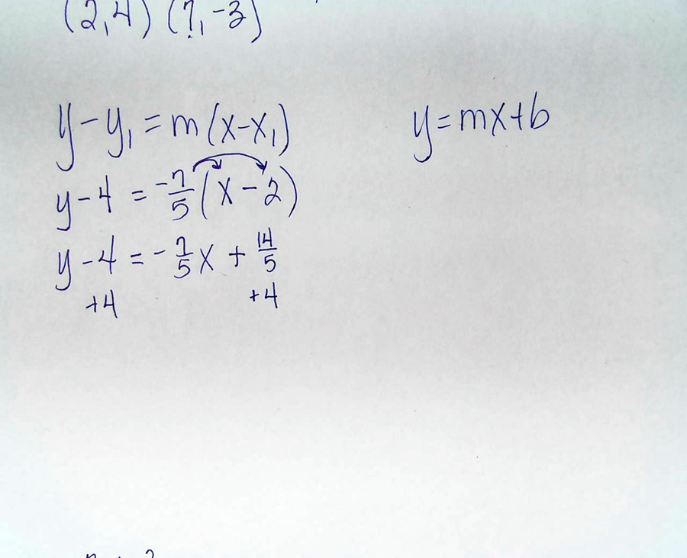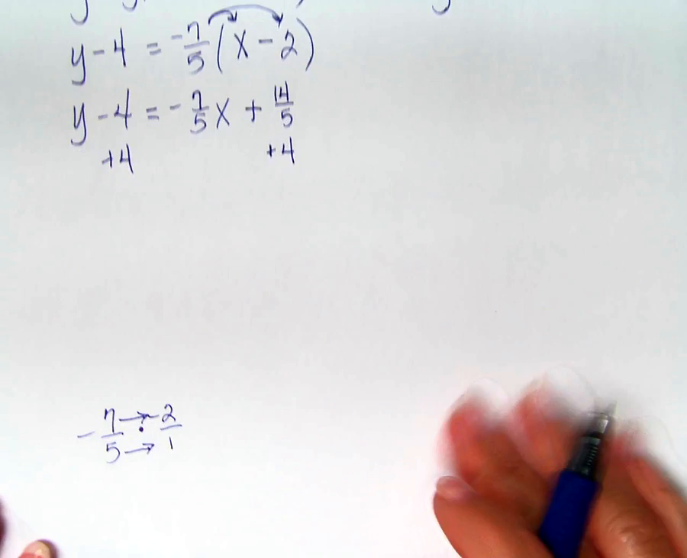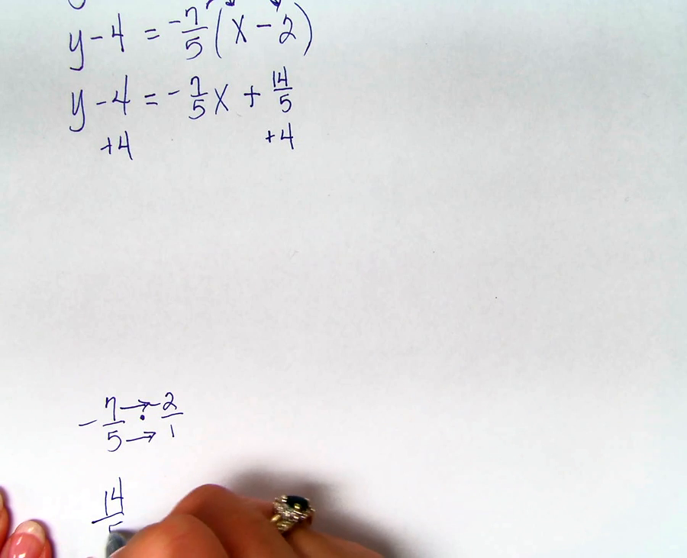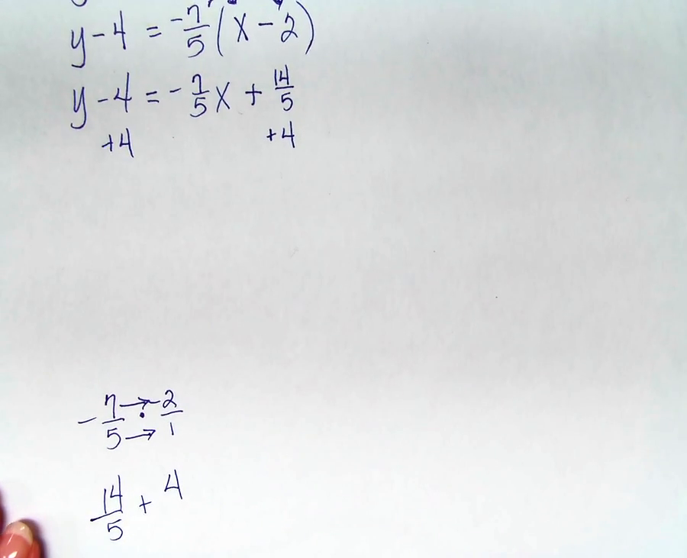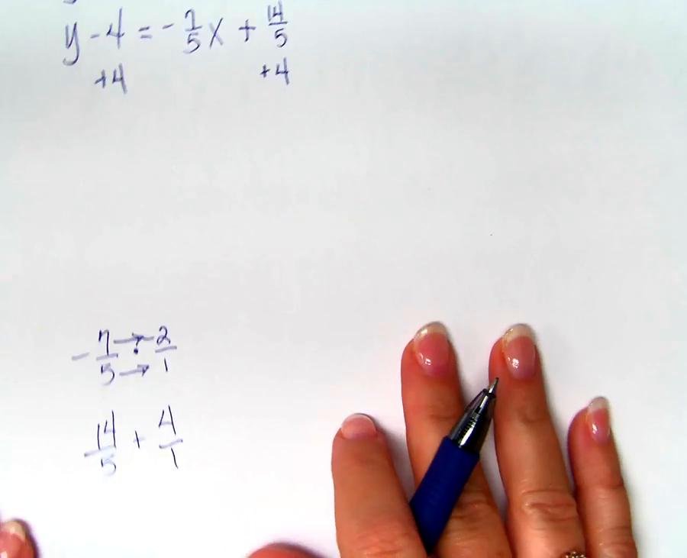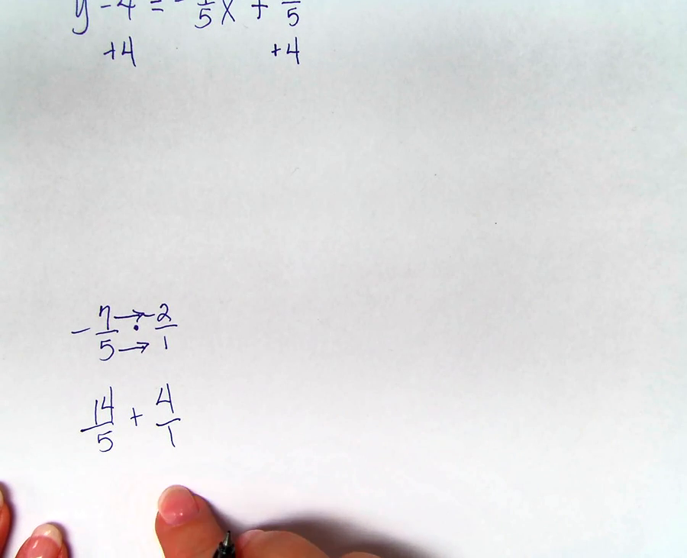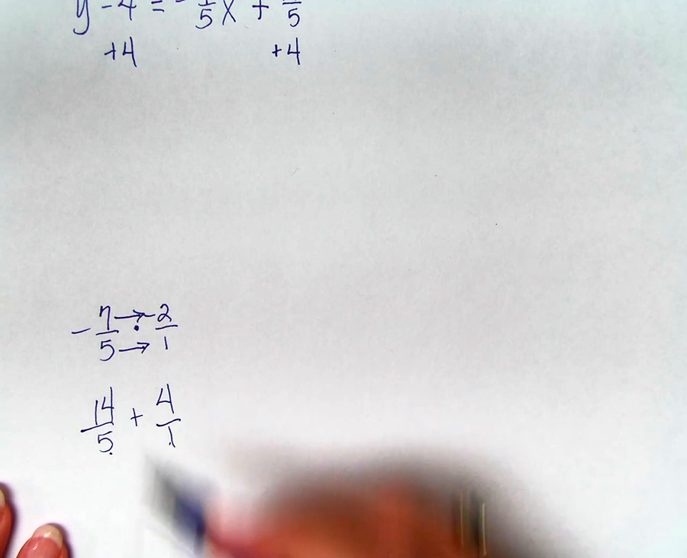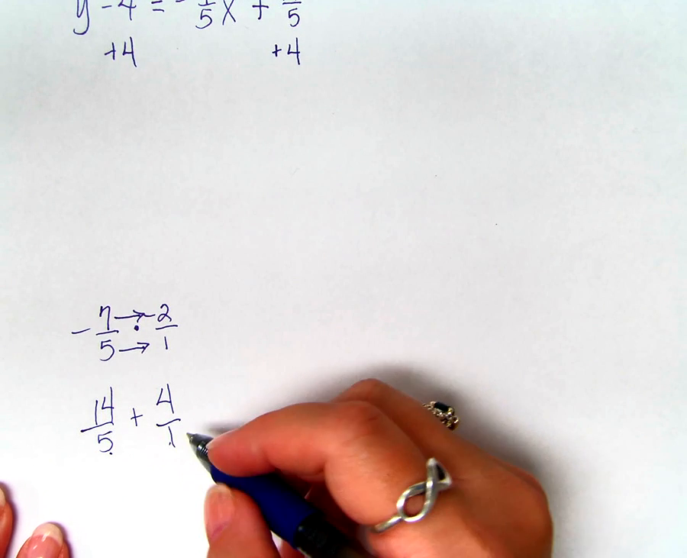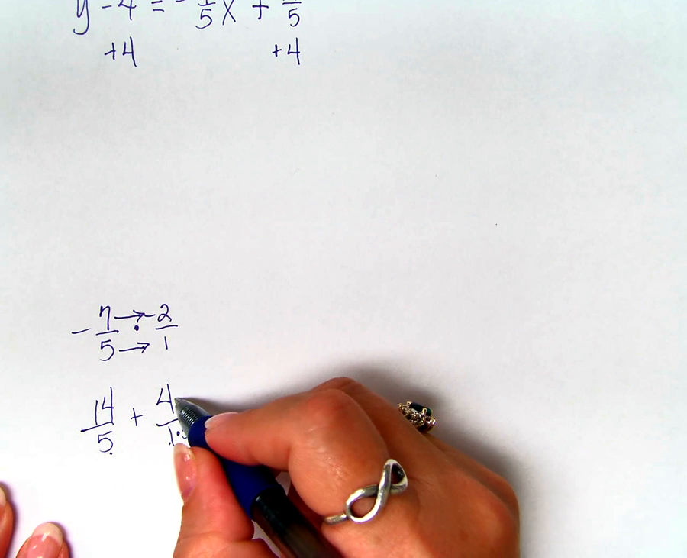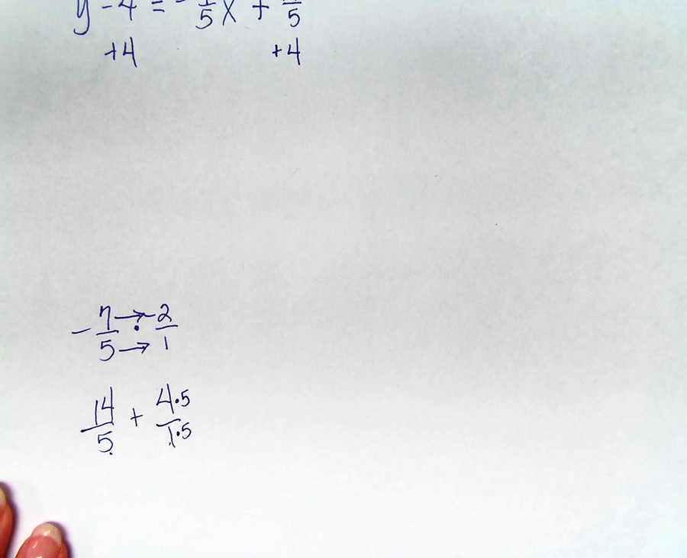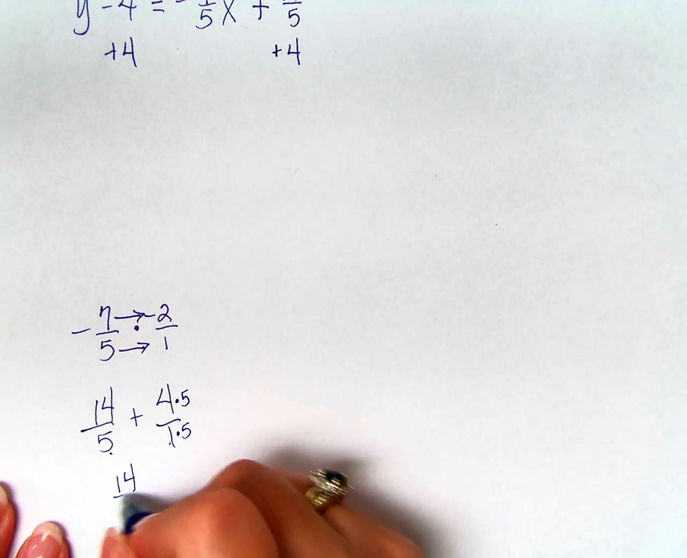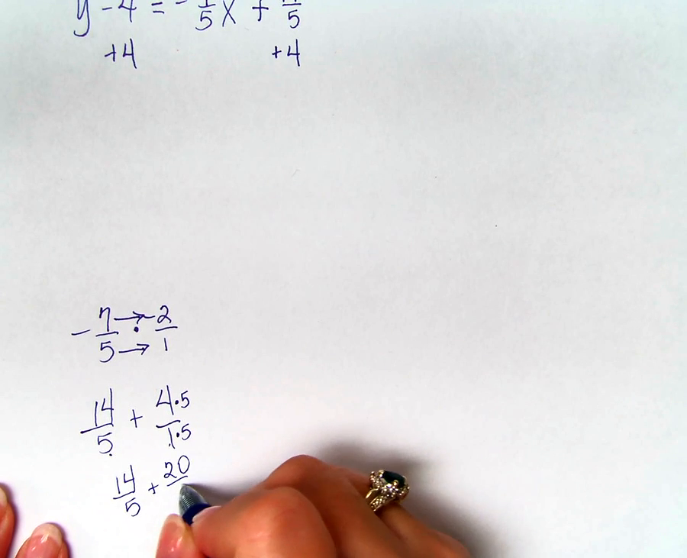In order to add fractions, what do you have to have? You have to have two fractions. Okay, that's a good start. 14 over 5 plus 4 over 1. What's required of me if I'm trying to add two fractions? Common denominator. What's a common denominator between 5 and 1? 5. How do I get this to be a 5? Multiply by 5, so I have to multiply that by 5. So I end up with 14 over 5 plus 20 over 5.